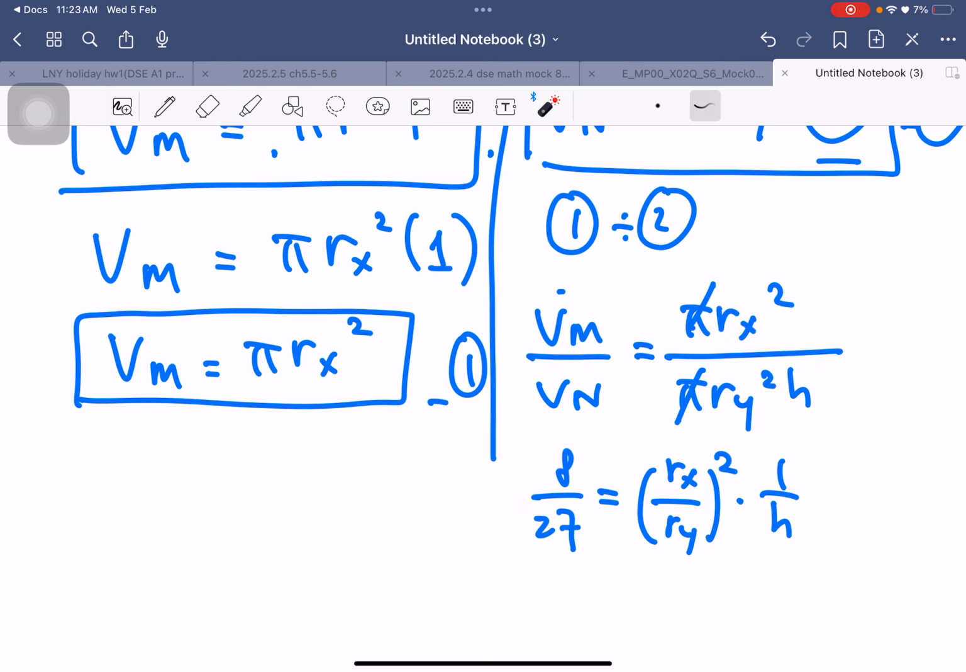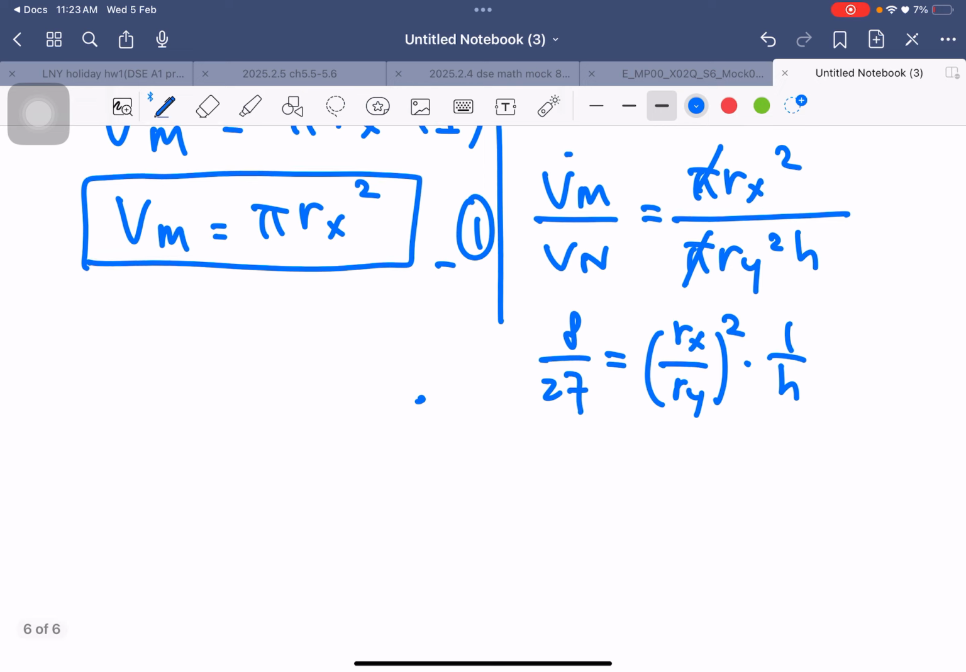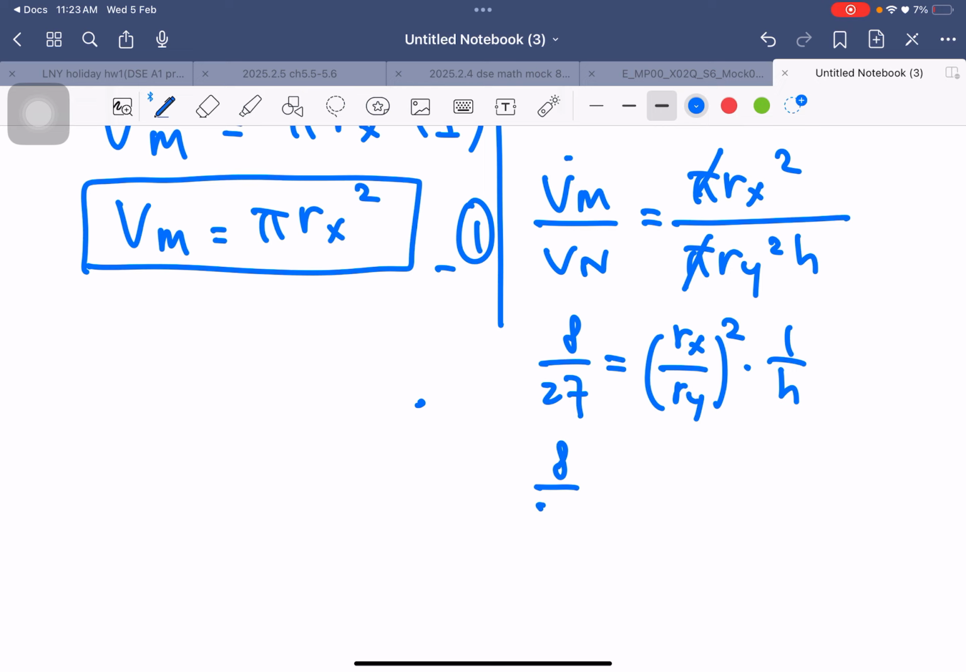This is volume, right? That's the volume. That's the ratio. That's the ratio of the radius, isn't it? Yeah. So the ratio of the radius is 1 over 3. So I can replace it by 1 over 3. So I have 8 over 27 is equal to 1 over 3 squared times 1 over h.